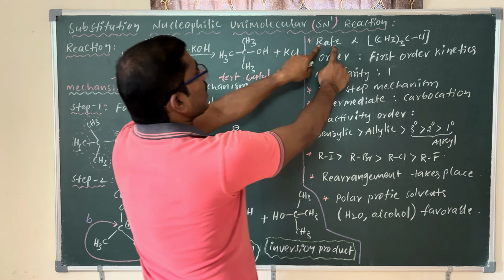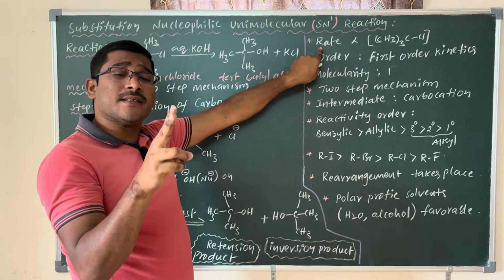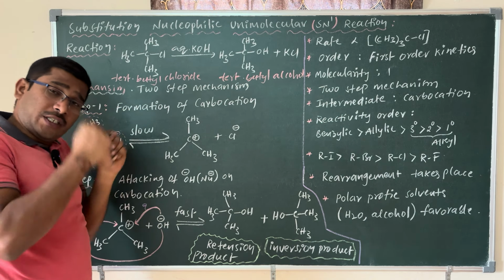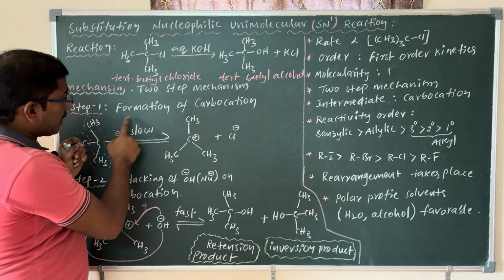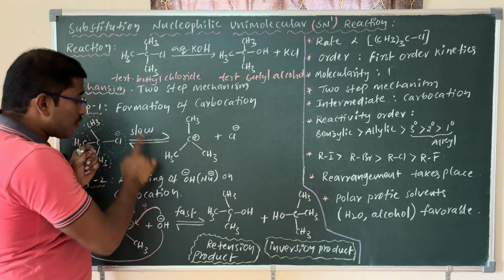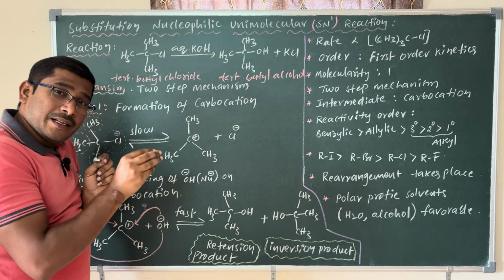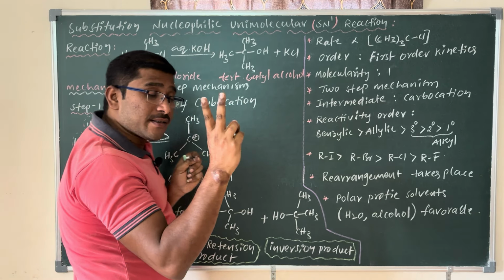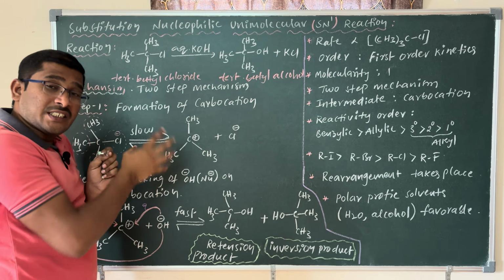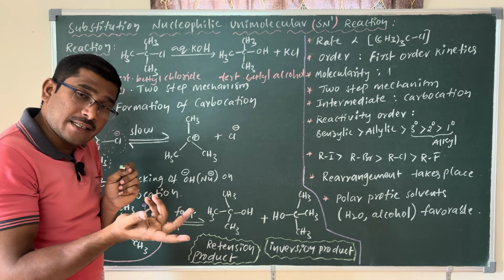See, the rate of reaction especially depends on which step mechanism? A 2-step mechanism. One step is going on slow, another step is fast. Always keep in your mind, students, if the reaction is going on 2 or more steps, such types of reactions are known as complex reactions.